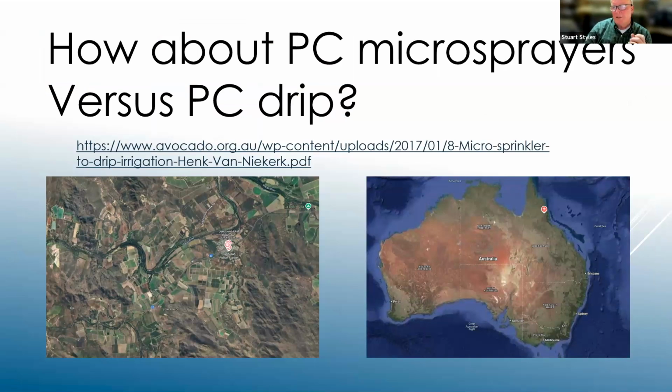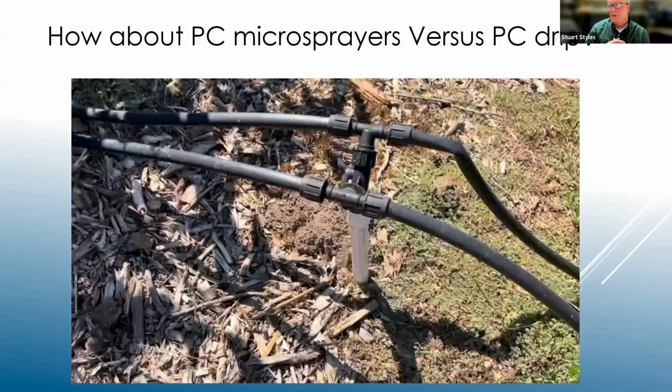So anyway, this Henk van Niekerk had a really good observation set of data where he compared drip to the PC micro spray system, and I've got the link to it, so if anybody wants to look at it further. Just so we're clear, this is what we're comparing right now: a dual line drip system that comes off a manifold, a PC inline drip product, compared to the PC micro sprayers.